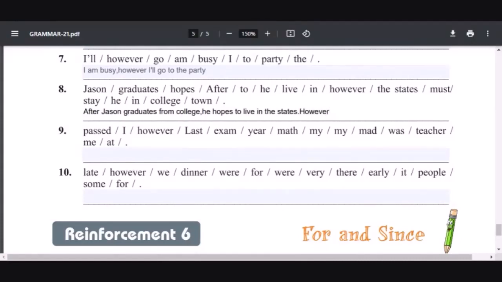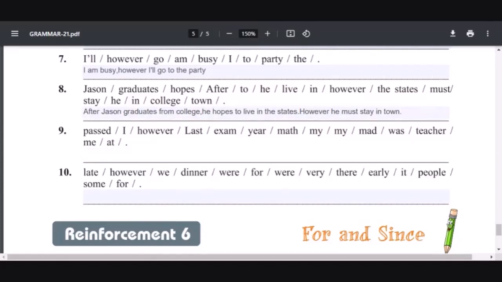In that case, however, he must stay in the town. But we don't have that. Pero como no hay el that, in town, I think. In town. Let me see. After Jason graduates, he hopes to live in the States. However, he must stay in college. Okay. After Jason graduates from college, he hopes to live in the States. However, he must stay in town. Number 9.